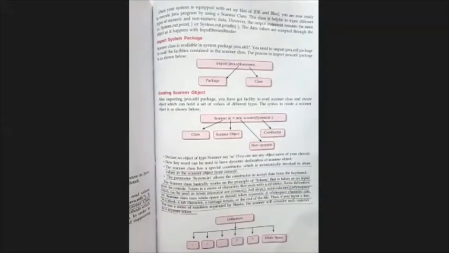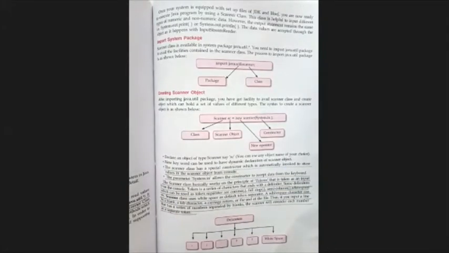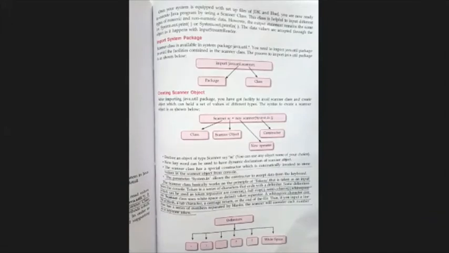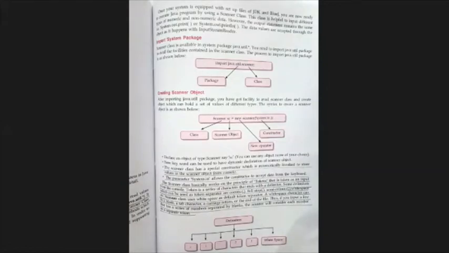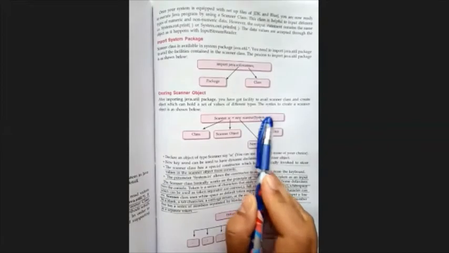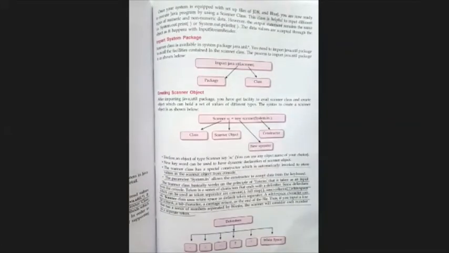The Scanner class has a special constructor which is automatically invoked to store values in the Scanner object from the console. The parameter System.in allows the constructor to accept data from the keyboard. This is a parameter which is being passed over here. It allows the constructor to take data, to accept data from the keyboard.